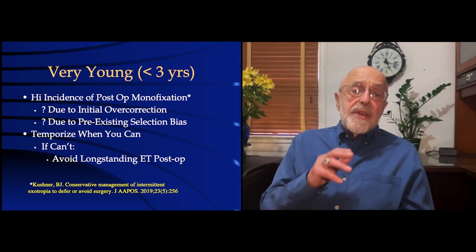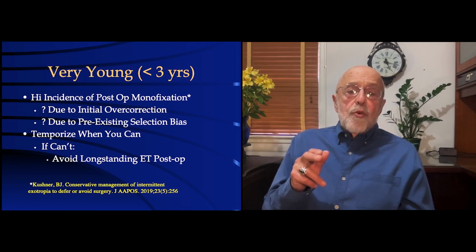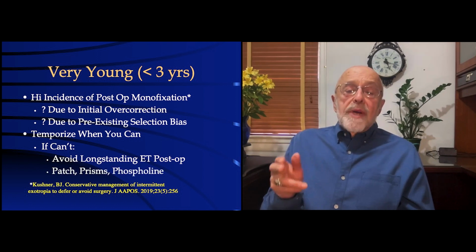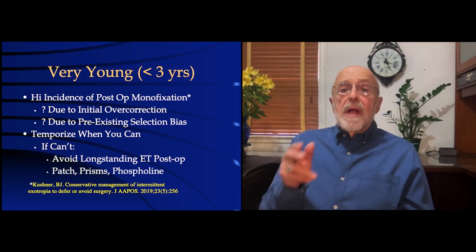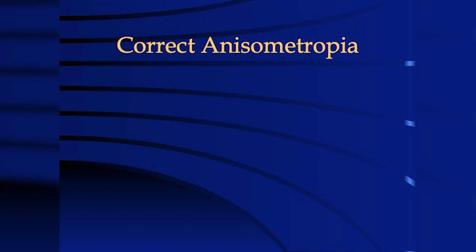So if I see that patient even at week 1, and if they're still esotropic, I will either put on prisms to make them bifoveal, I'll alternate occlude, or when it's available, I may put them on phospholine iodide, which is actually very useful in that situation if the deviation is small. It's very important, especially if you're temporizing, to correct anisometropia.